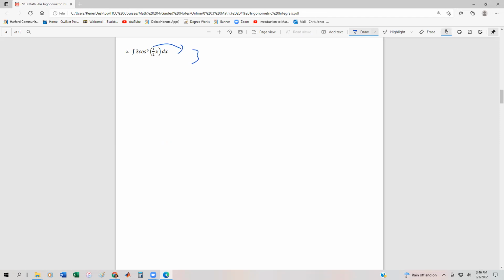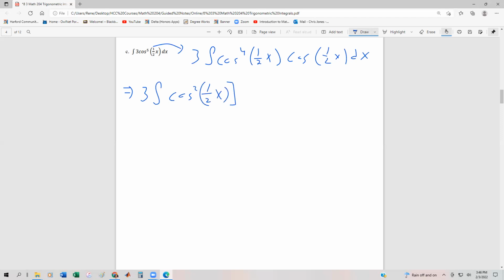Start by factoring the 3 out and breaking off one of the cosine functions. So I'm going to have cosine to the 4th of 1/2 x times cosine of 1/2 x dx. Now, another way to think about that cosine to the 4th is to think of it as cos squared, squared. And that's exactly what we're going to think of it as. So this is going to be 3 integrals of cosine squared of 1/2 x, squared, and then we have our cos of 1/2 x dx that's sitting on the outside.